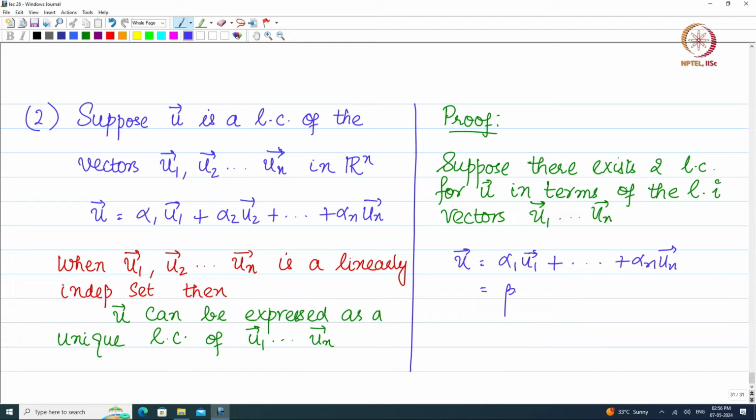Similarly, this is also the same as beta 1 u1 plus etc. plus beta n un, because we said there are two linear combinations, one in terms of the scalars alpha, the other in terms of the scalars beta. Assume that alpha 1 is not equal to beta 1, alpha 2 is not equal to beta 2, and alpha n is not equal to beta n. So what we do is we just subtract these two. Let us call this 1 and this 2, and subtract 2 from 1.